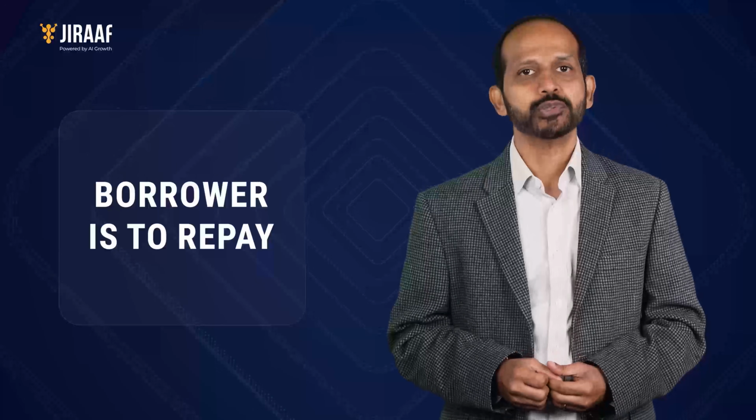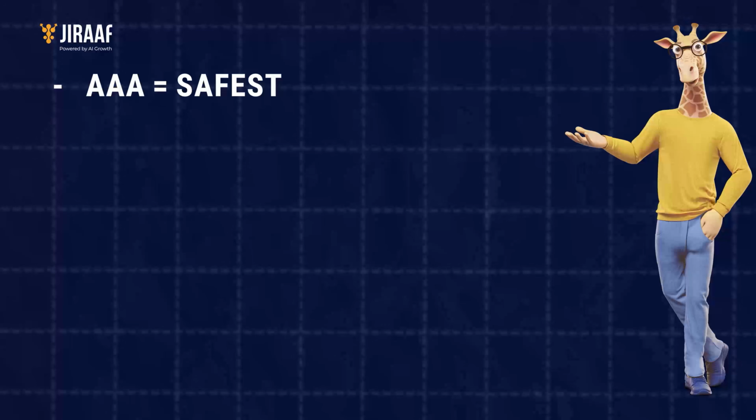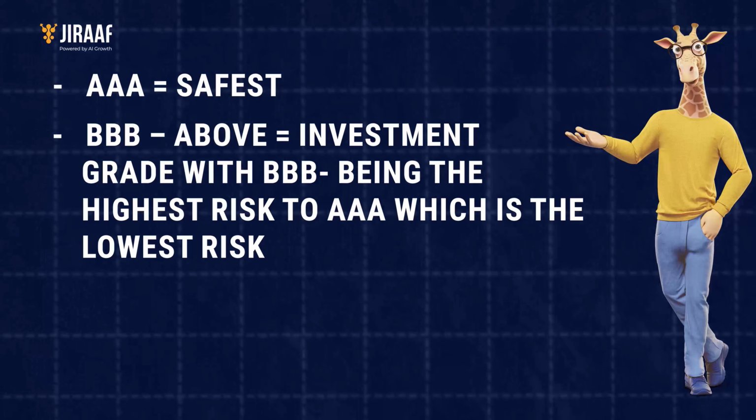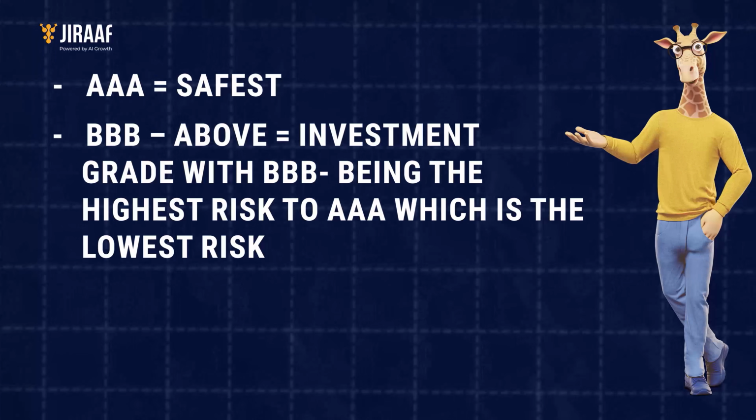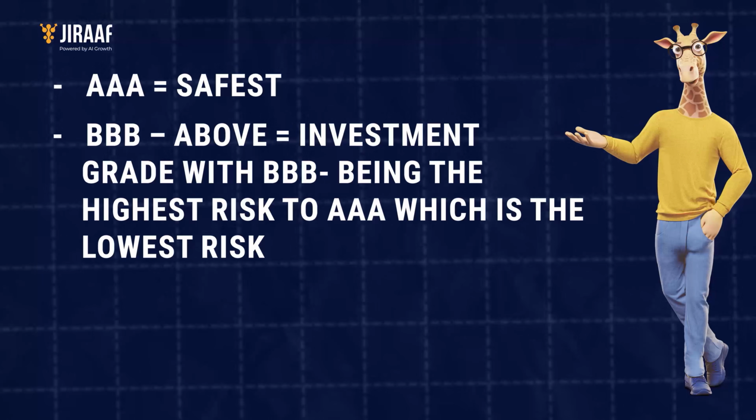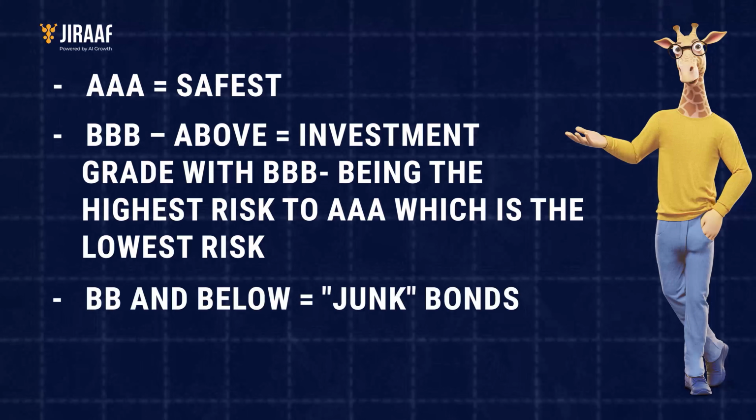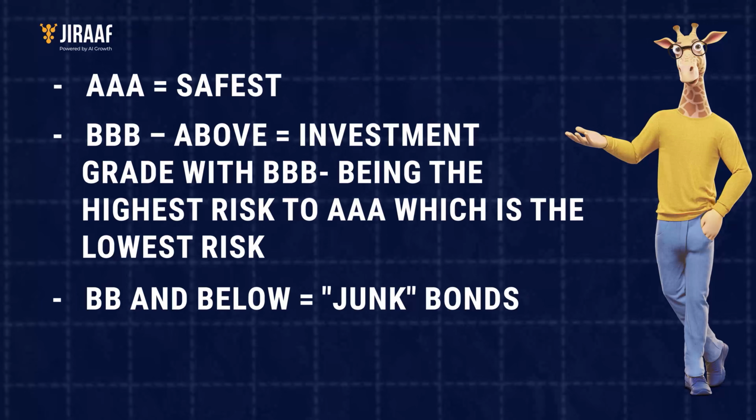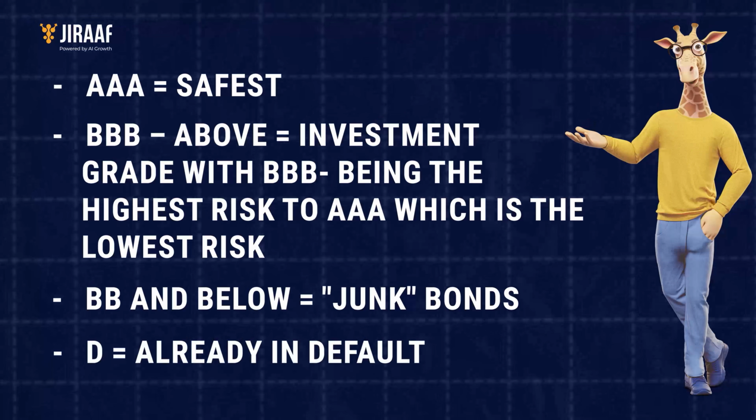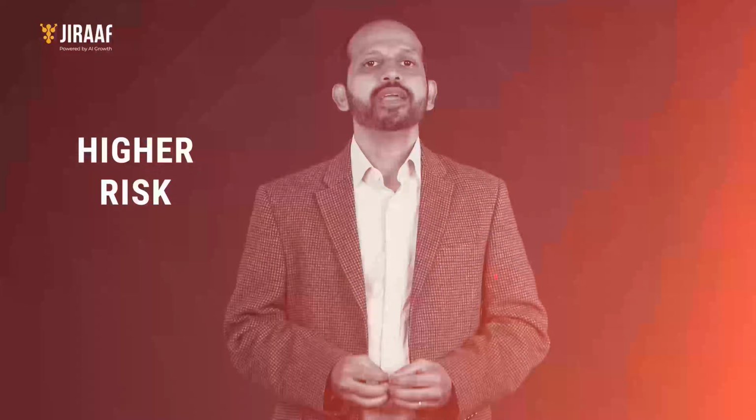Next important feature while picking a bond is credit rating. Every bond comes with a credit rating which reflects how likely the borrower is to repay. Here is a quick guide. AAA rated bonds are the safest. BBB minus and above are investment grade bonds, with BBB minus being the highest risk to AAA, which is the lowest risk. Bonds that are rated BB and below are called junk bonds, and bonds that are rated D are already at default. Higher risk usually means higher returns, but make sure you understand what you're trading off.